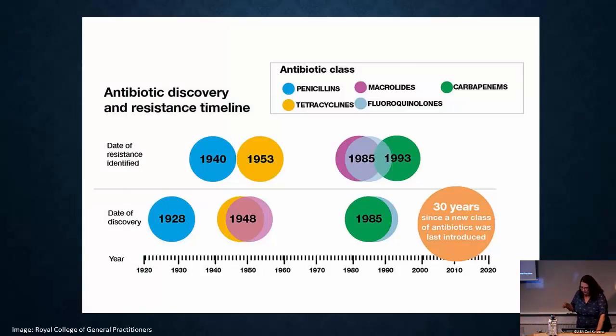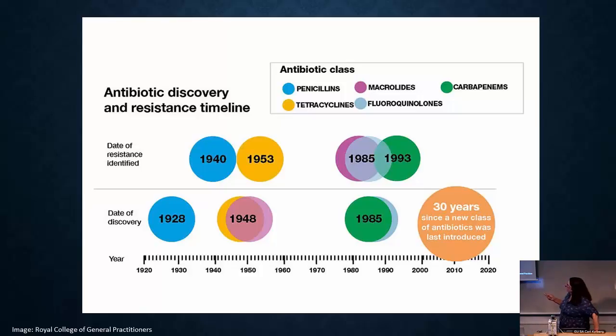Our big problem, one of the problems I alluded to earlier, has to do with antibiotic discovery. On this graph, on the bottom, is shown the date that different antibiotics were discovered. And these are different classes. So we have the penicillins in 1928, tetracyclines and macrolides in the late 40s, 50s. You have carbapenems and fluoroquinolones in the mid 80s. And you have tetracyclines, sorry, we're back in the 40s as well.